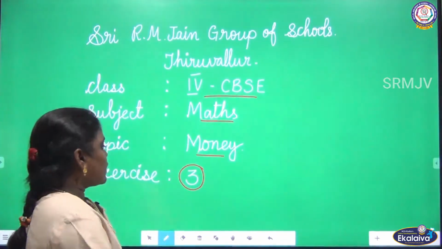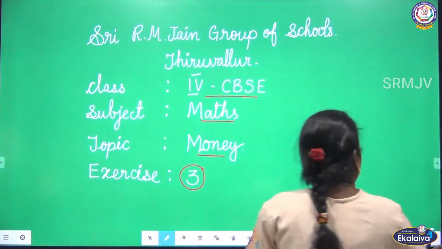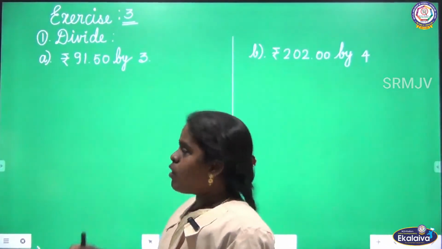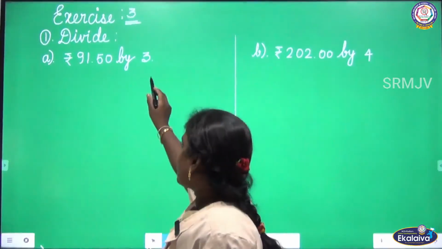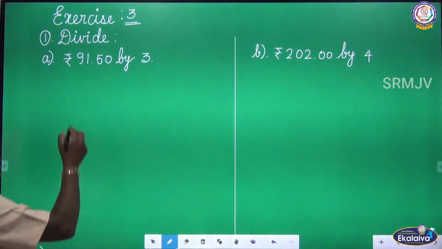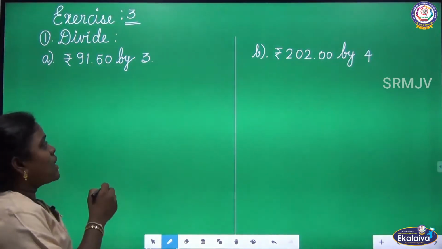Today we are going to learn exercise 3 from the chapter Money. In this exercise we are going to learn division of money. We are going to divide the given amount by the given number. Look at the first question. 91 rupees and 50 paise by 3.